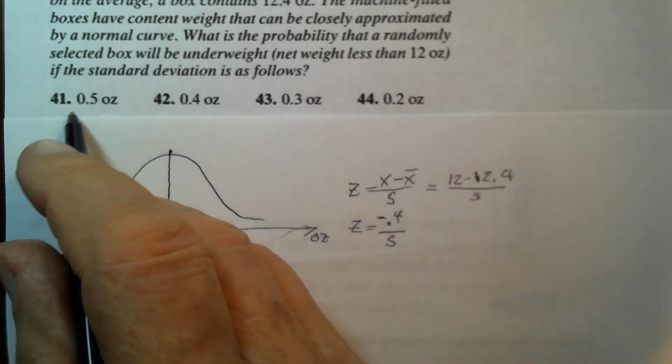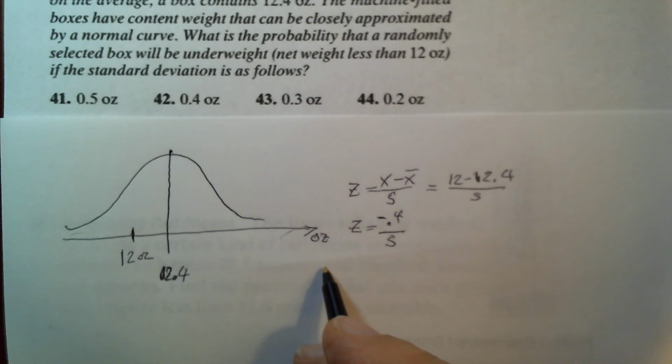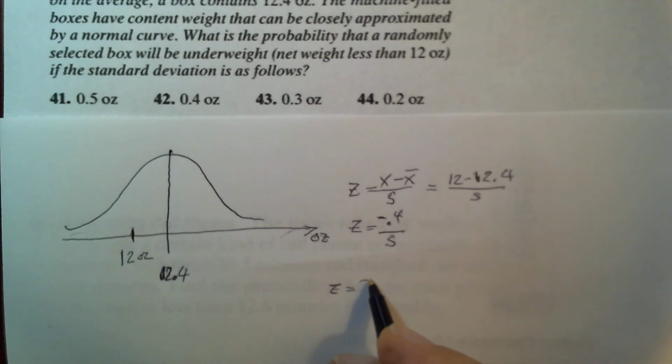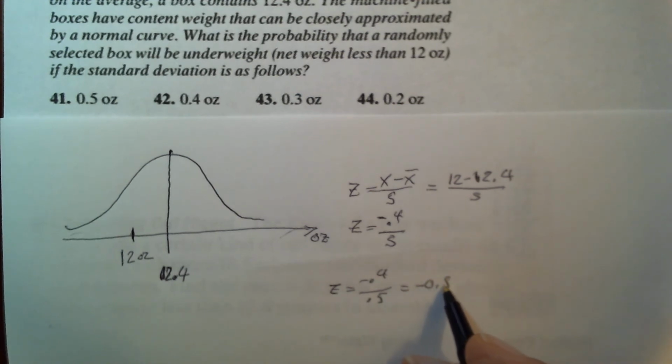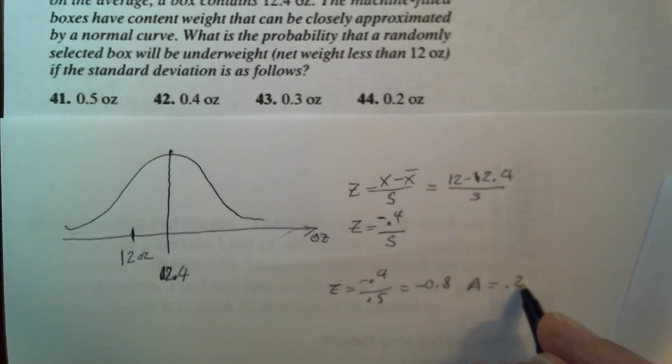So for number 41, s is equal to 0.5. So then the z-score is equal to minus 0.4 divided by 0.5. And that's equal to minus 0.8. And the area corresponding to z equals minus 0.8 is equal to 0.288. So the area is equal to 0.288.